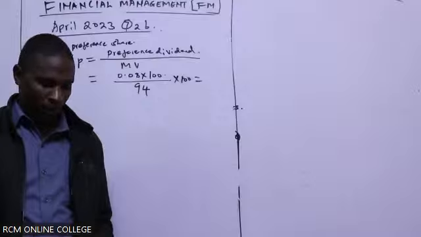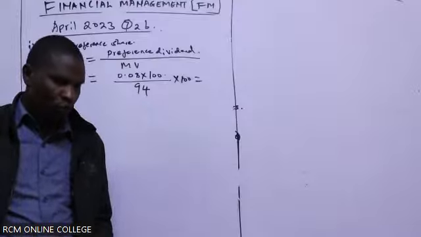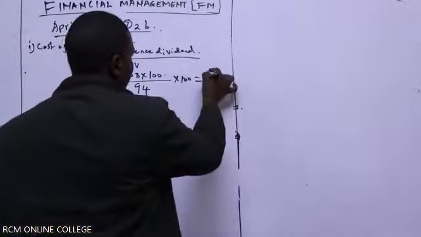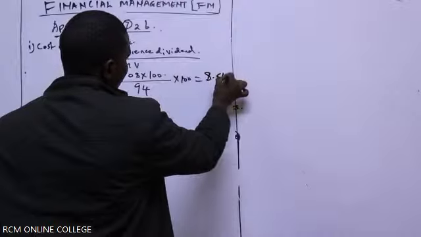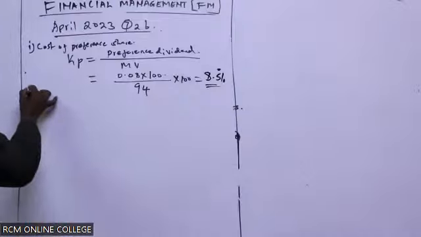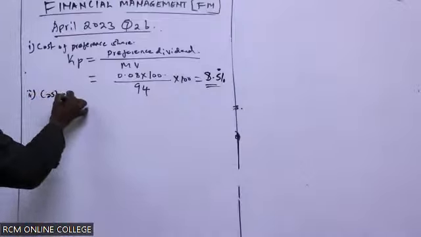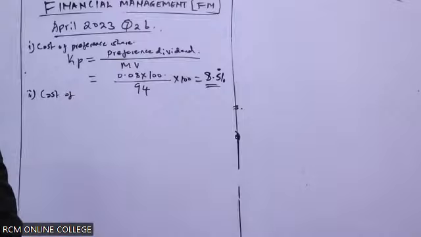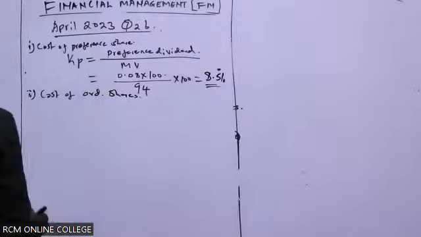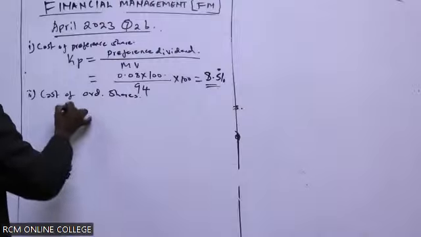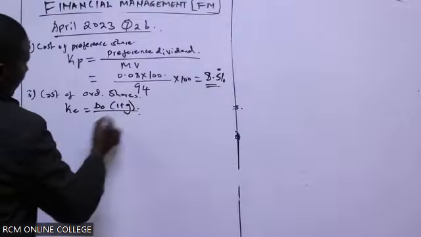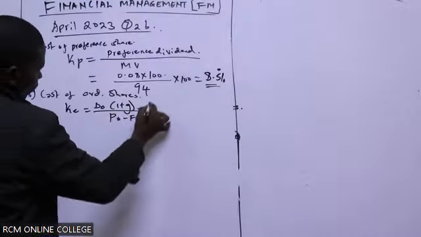How much do you get? Put that down. The cost of preference share is 8.51%. Now we're done with that. We go to number 2, the cost of ordinary share. I know that to compute the cost of ordinary share, KE is equal to D1 divided by P0 minus F, plus G.